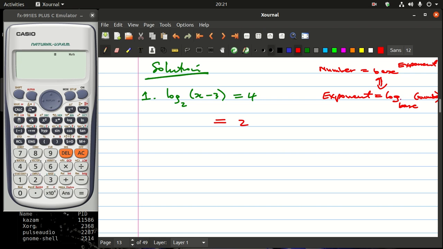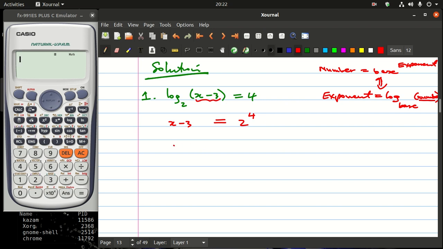But if the subject of the formula is inside here, we always want to make it on the other side. So here, what is inside here is what is considered a number, and we want it to be the subject of the formula. So we have x minus 3 is equal to 2 raised to, this number that was sitting alone is supposed to be an exponent. So we have a 4 there.